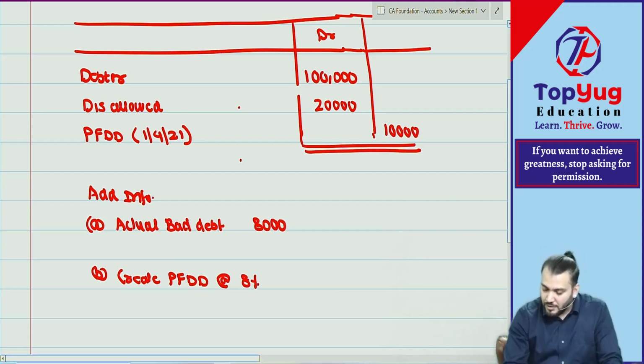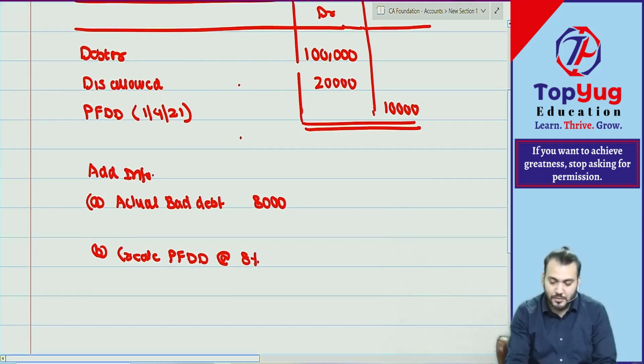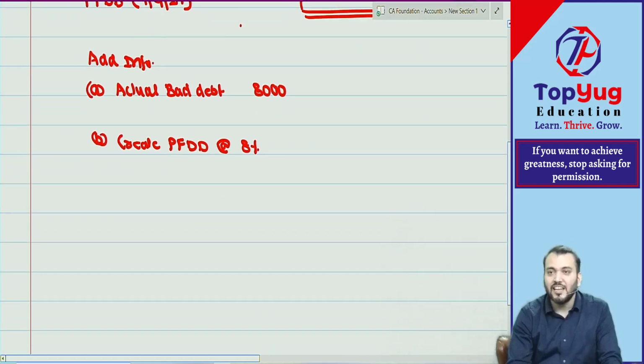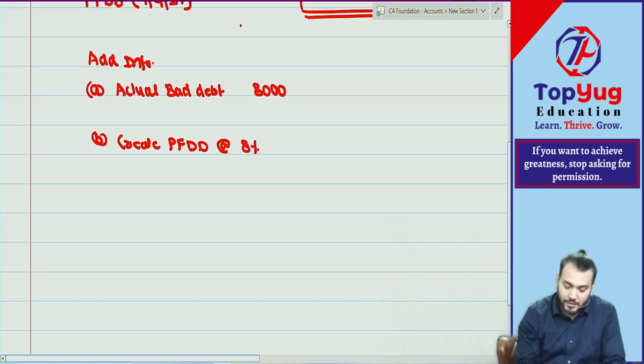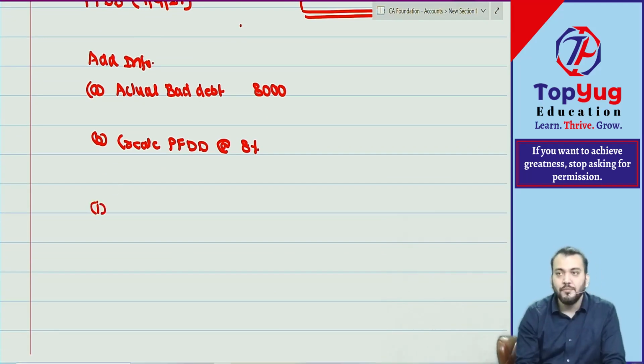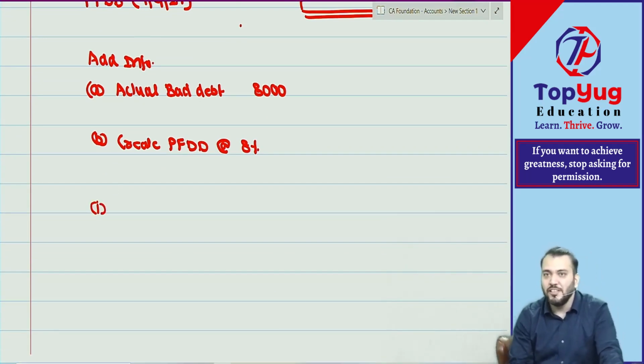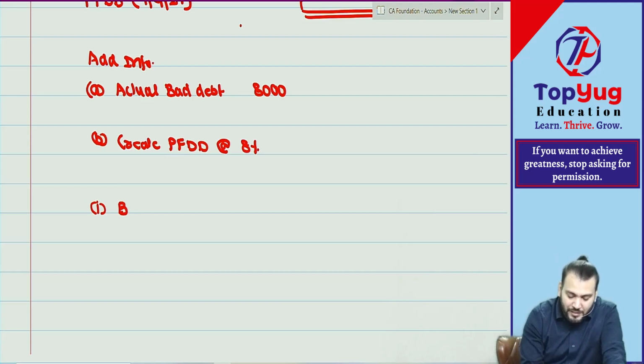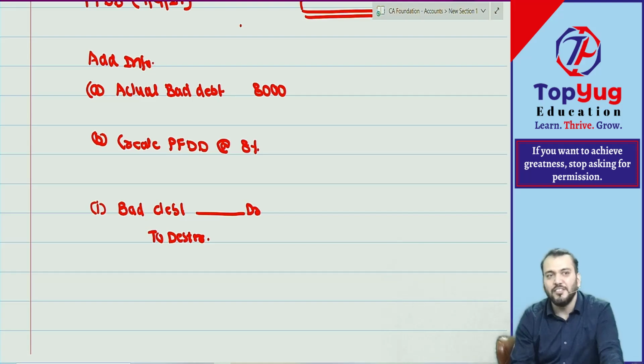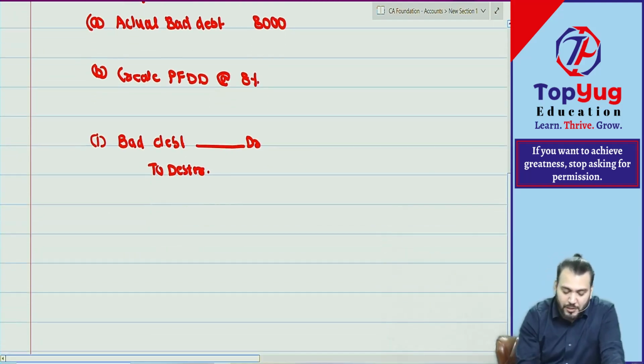Now everyone, once again I am doing revision for this concept. Whenever there is an adjustment, we need to pass a journal entry for that. What is the journal entry for bad debt? Bad debt account debit to debtor. It is an increase in expense. Your bad debt will increase and debtor will decrease.